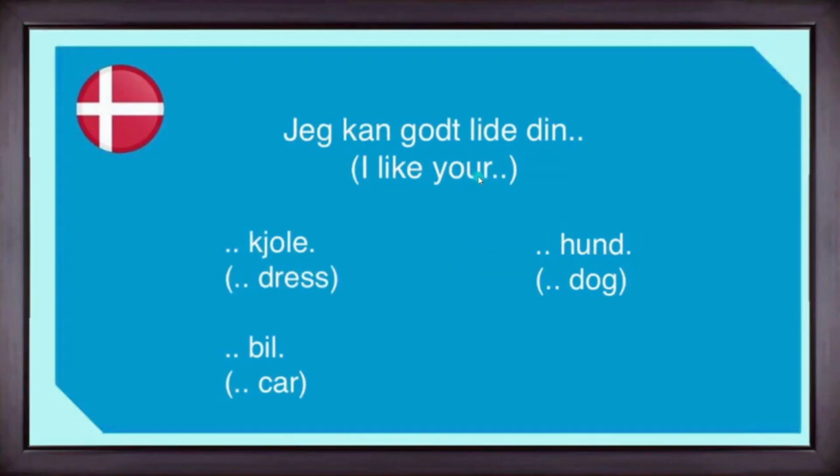Okay, this is pretty simple, because you all know jeg kan godt lide. This is like one of the very first things you learn in Danish. Jeg kan godt lide din... I like your... Okay, it could be anything. Well, anything that's en noun. It has to be en. Jeg kan godt lide din kjole. Kjole. Dress. Bil. Car. Hund. Dog. Så. Jeg kan godt lide din kjole. Jeg kan godt lide din bil. Jeg kan godt lide din hund. Alright.